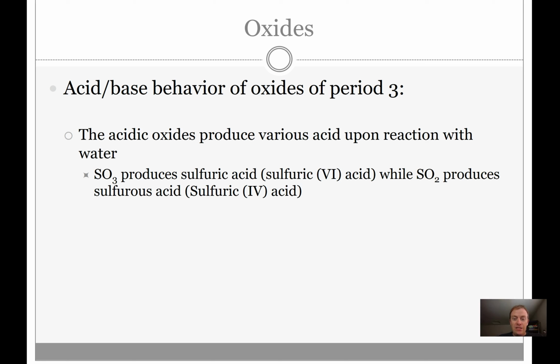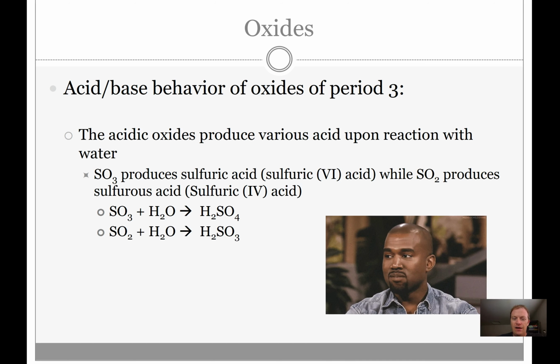So SO3 and SO2. Now these two reactions kind of serve double duty in that we also have to know them when we talk about acid rain. We may or may not have talked about that in class yet, so these kind of do double duty.